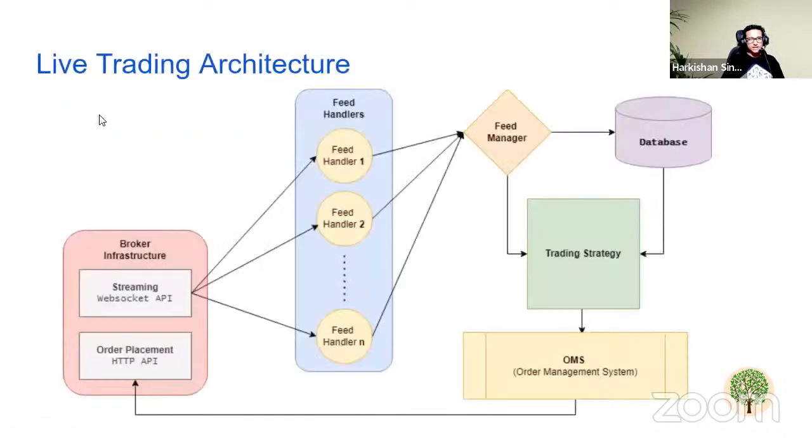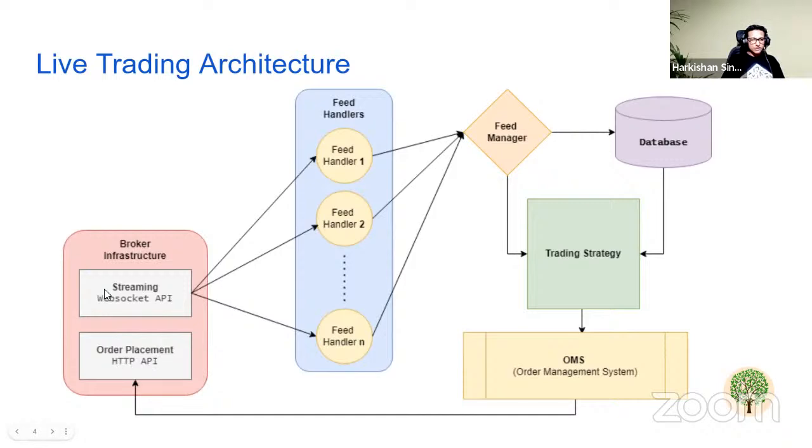Okay, so the live trading architecture looks something like this. There is a broker. This is the broker's infrastructure. Brokers nowadays usually provide two types of APIs. One is for streaming live market data, and the other is for placing orders, checking positions, your accounts, and the rest of the stuff.